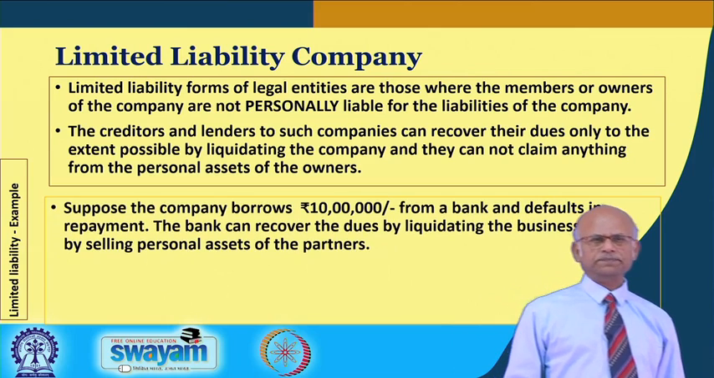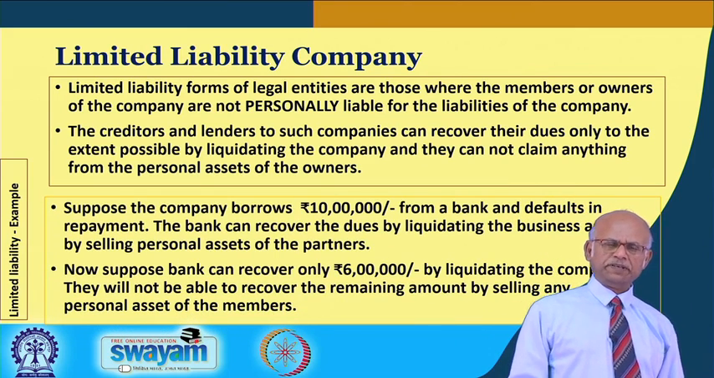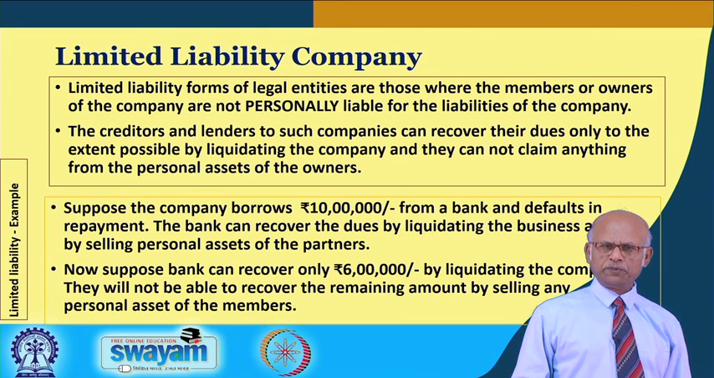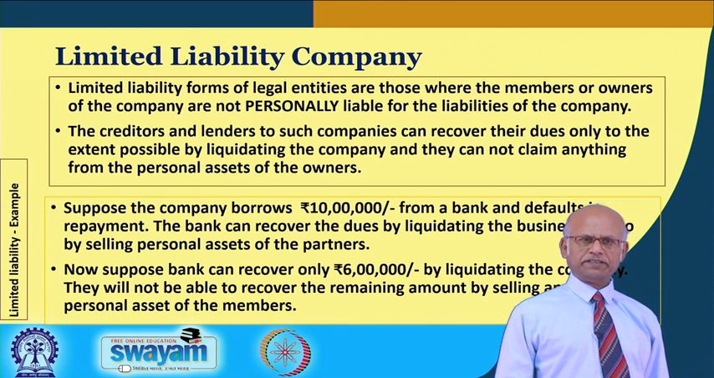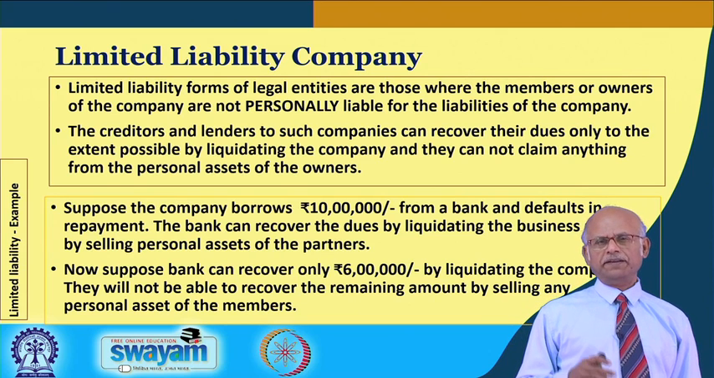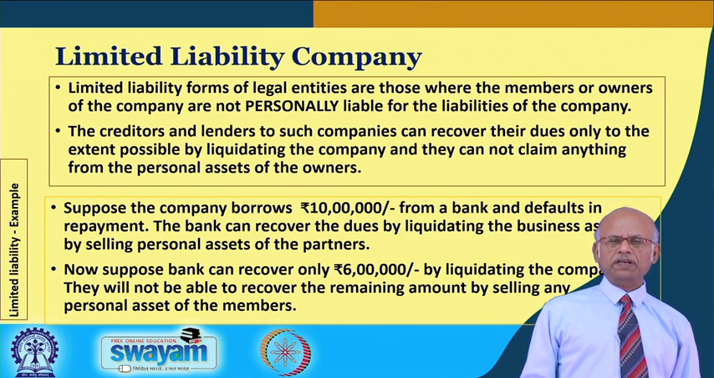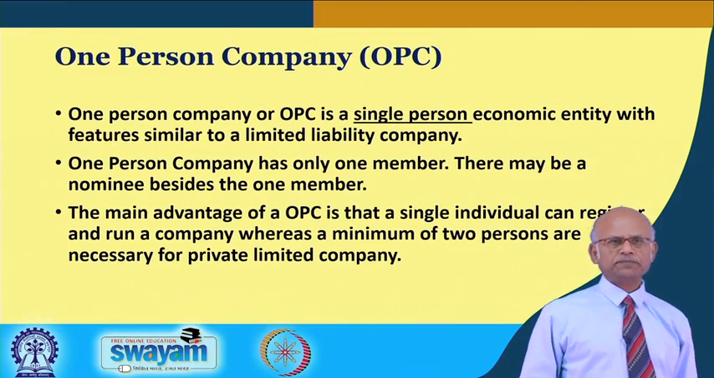Now, the same example extended to a limited liability company: the bank is supposed to get 10 lakh rupees, they sell the company and are capable of recovering only 6 lakh rupees. The bank cannot recover the remaining 4 lakh by selling the assets of the founders or directors of the limited liability companies. Normally, they are referred to as directors in a private limited company or partners in a limited liability partnership. We will see that moving forward.